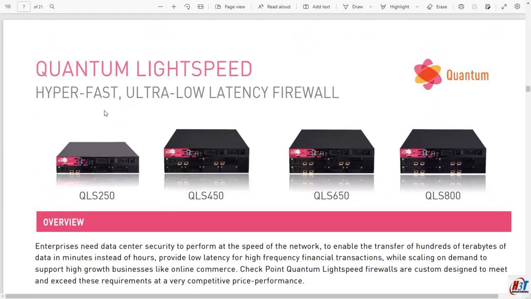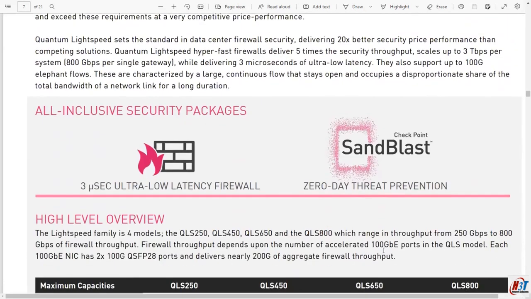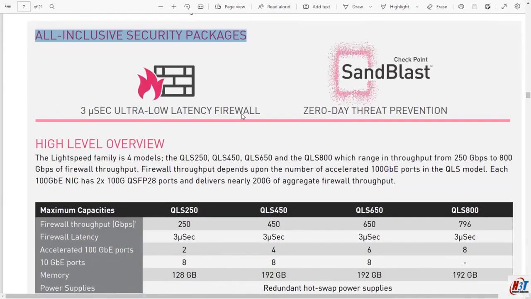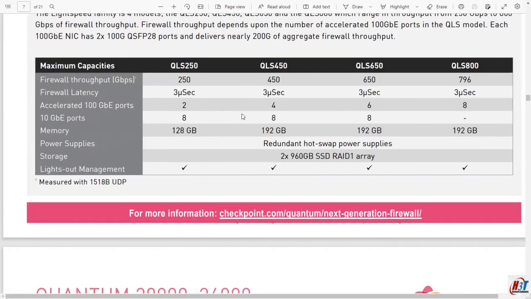Okay, now talking about the Quantum Light Speed firewalls, the hyper fast, ultra low latency firewalls. The model starts with QLS, Quantum Light Speed, and then the model number, right? 250, 450, 650, and then 800. Now we will look into the differences between them. They are all inclusive security packages. You will get all the features that we spoke about for the firewalls, and also the SandBlast.